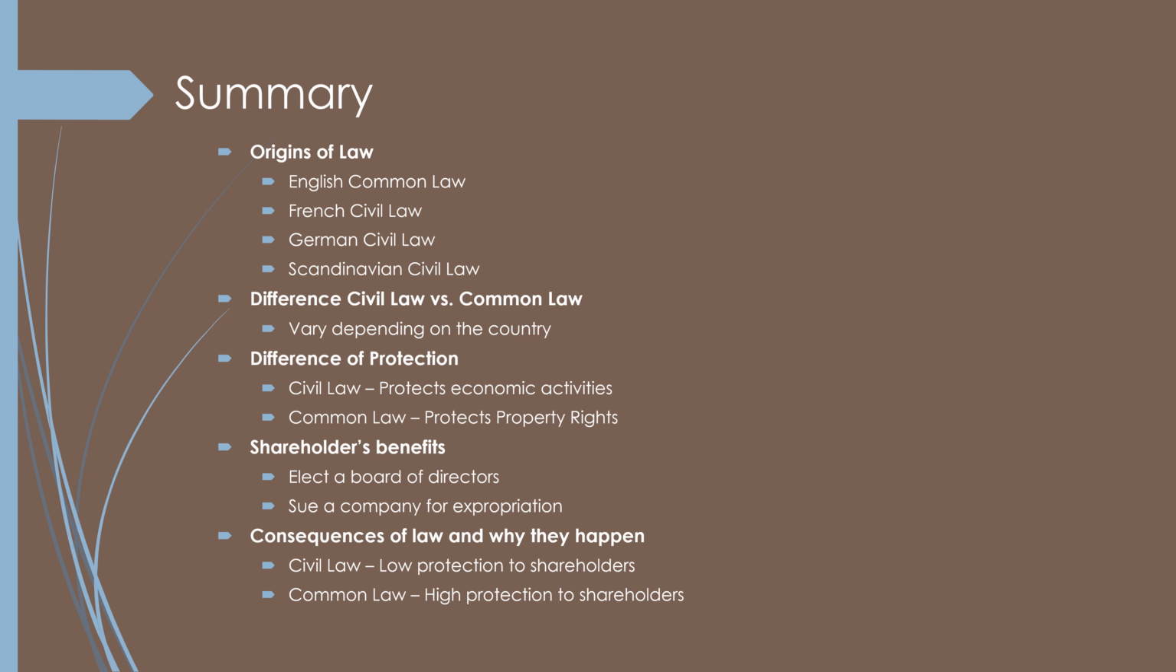We also talked about the shareholder benefits, which can include the right to elect the board of directors and the right to sue a company for expropriation. And lastly, we talked about the consequences of law and why they happen, which is that in civil law, shareholders have low protection, whereas in common law, shareholders have a high protection.